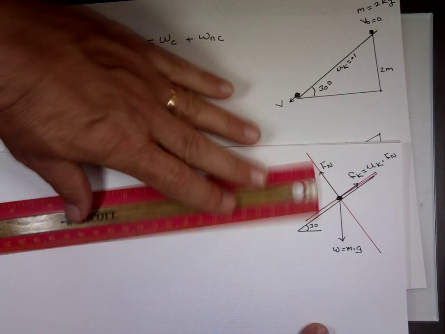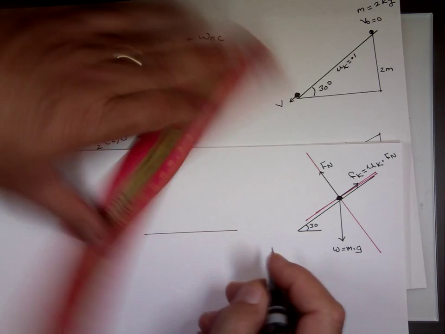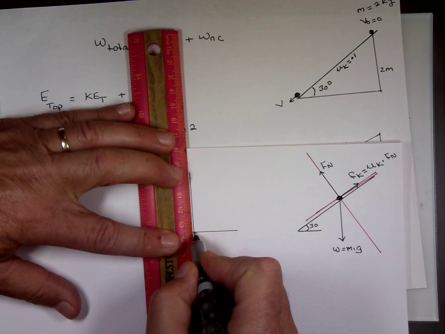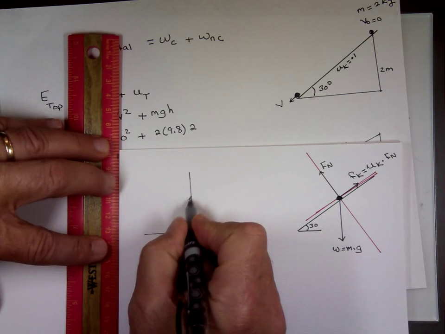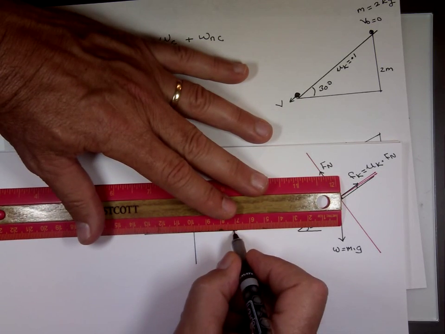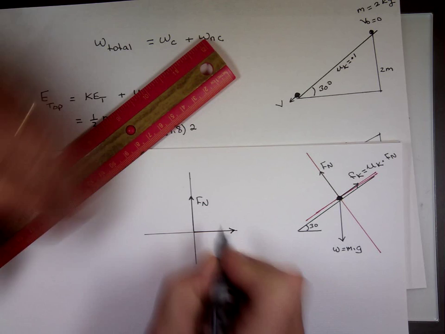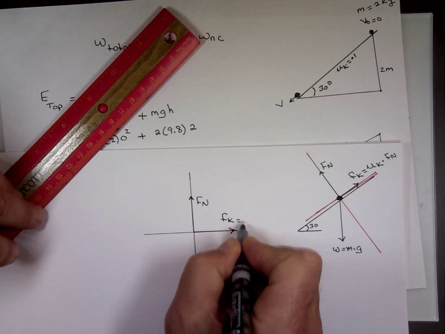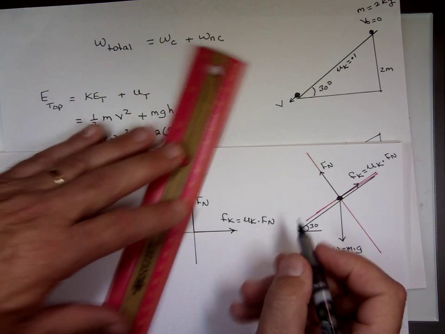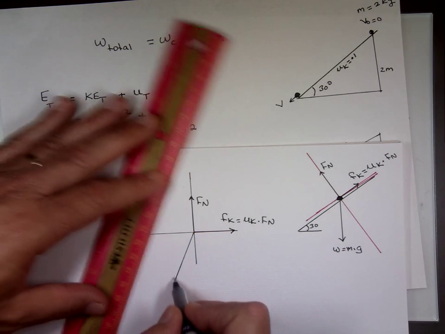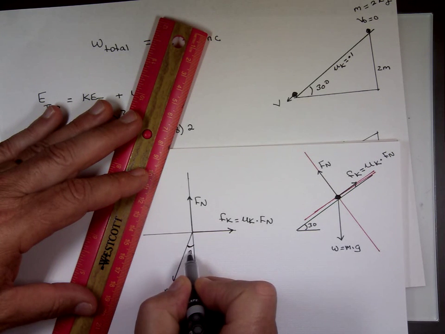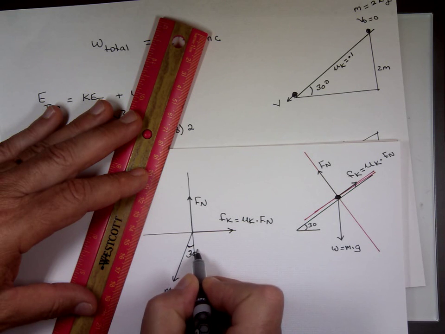So if I turn my sheet of paper sideways, and I go x-axis, y-axis, I get the normal, F normal, which is up this way. I get the friction force, Fk, which equals mu k times the normal force. Also, I get the weight down here, mg, and this angle is also theta, 30 degrees, that angle.